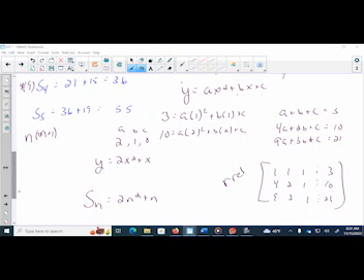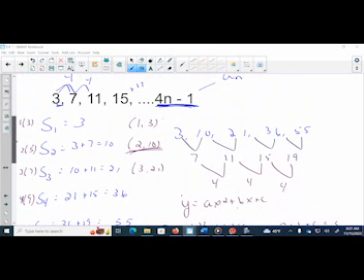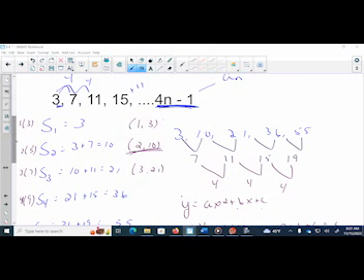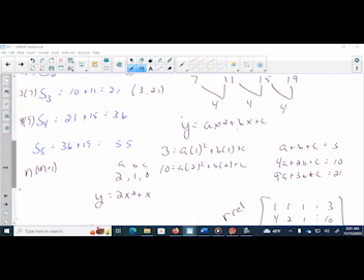Either way, if you want a surefire way of getting the right answer every single time, then do your first differences, do your second differences, whatever the pattern happens to be, do that system of equations.